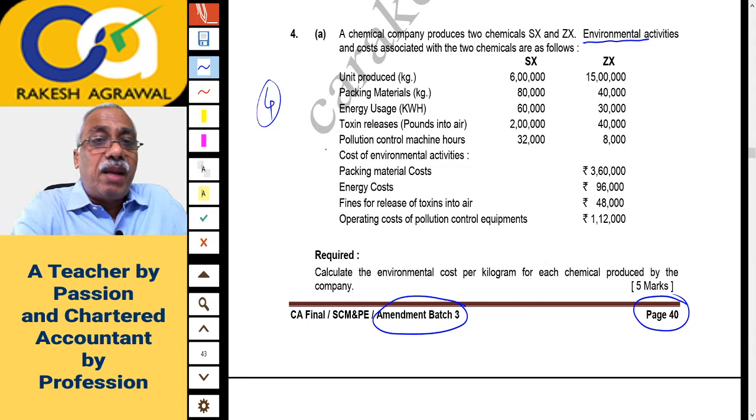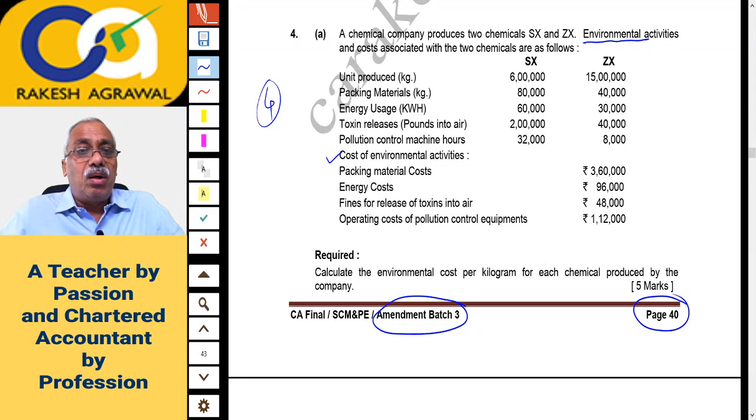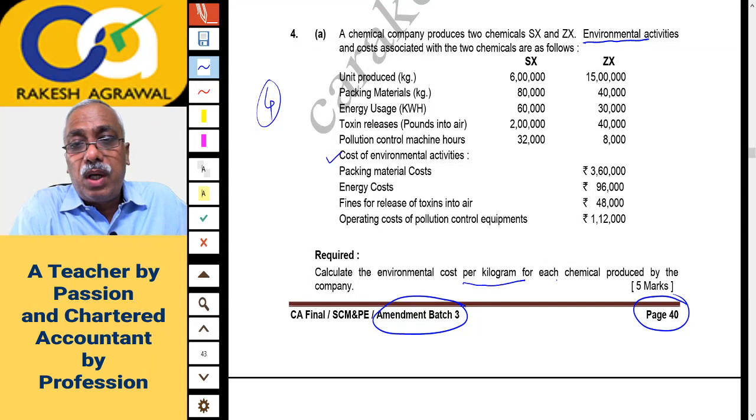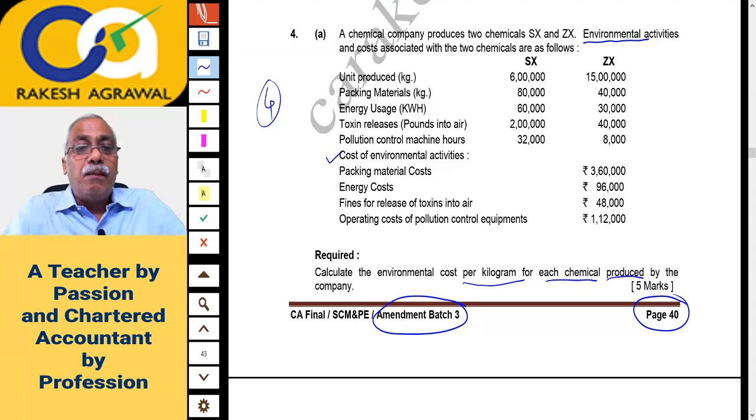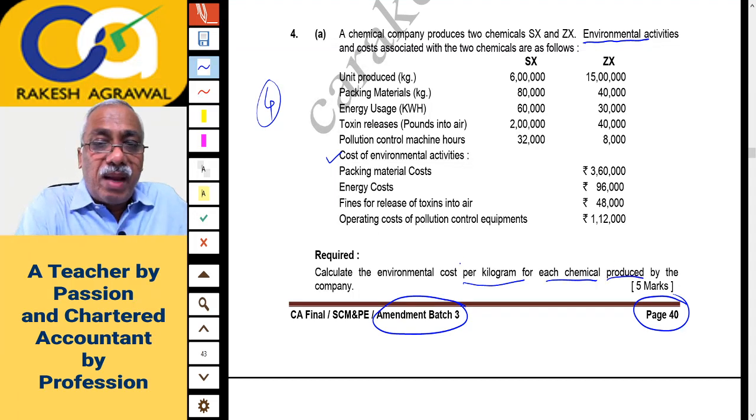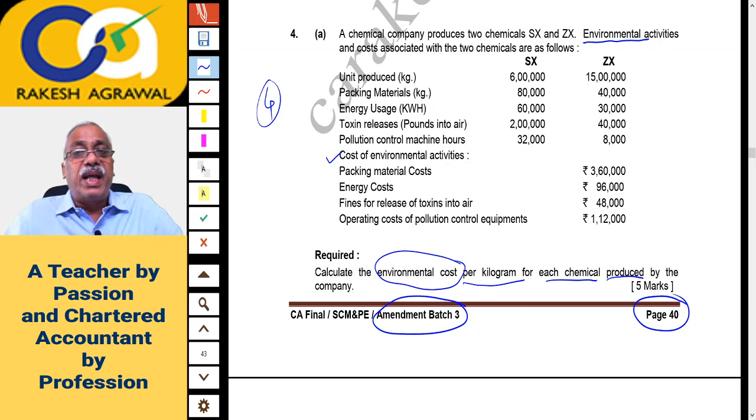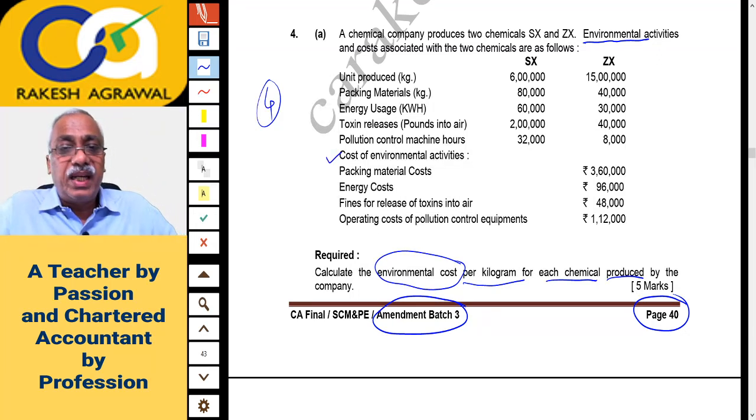Now the cost of environmental activities are given to you. Packing material cost is 3,60,000, energy cost is 96,000, fines for release of toxins into air is 48,000, and operating cost of pollution control equipment is 1,12,000. And the question is: calculate the environmental cost per kilogram for each chemical produced by the company. So we have to calculate environmental cost, that is environmental management accounting, using activity based costing, and express that environmental cost per kg of output.